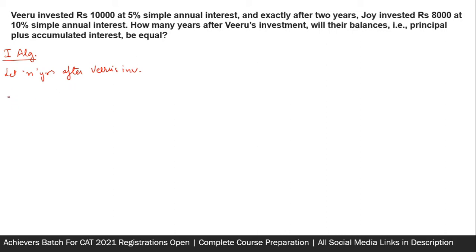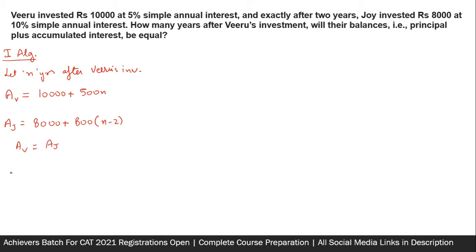So the amount received by Viru would be 10,000 rupees plus 5% of 10,000, which is 500. So I should write 500n. Every year he would be getting 500 rupees simple interest, and n years means n into 500. Similarly, the amount received by Joy would be 8,000 plus, now 10% of 8,000 is 800. So it should be 800, but the number of years is n minus 2, because Joy started investing after 2 years of Viru. Now these AV and AJ have to become equal.